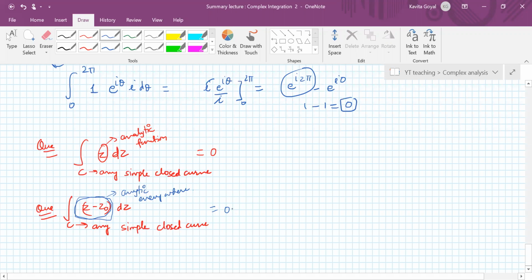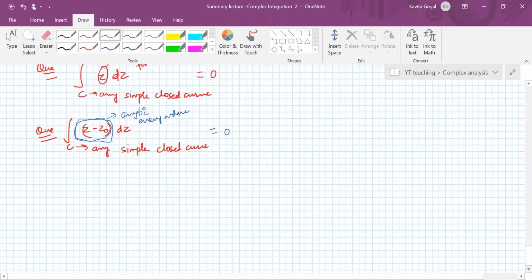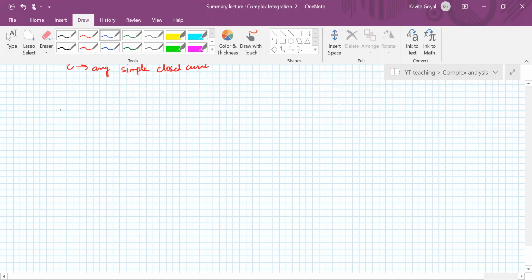Okay, Minal? Okay, so let us try this one: 1 upon z minus a. For this we need some more concepts. We'll go to it later. So now I have one or two consequences of Cauchy's theorem which are important.